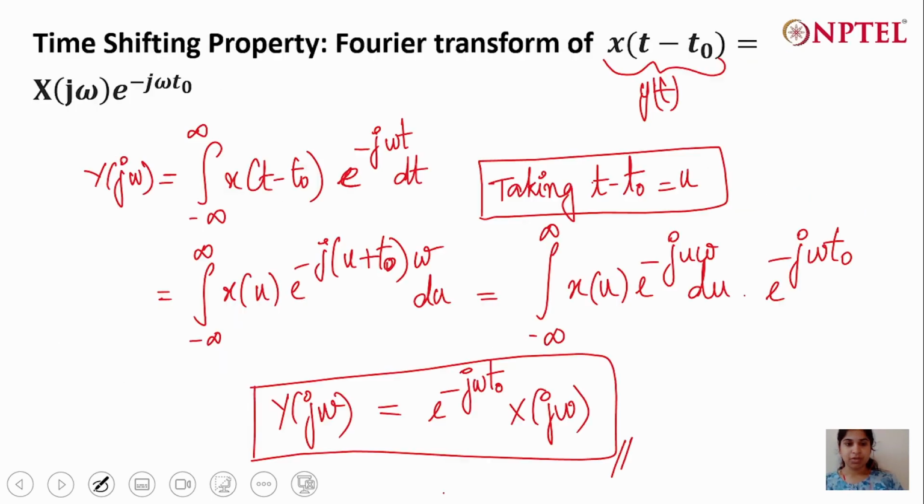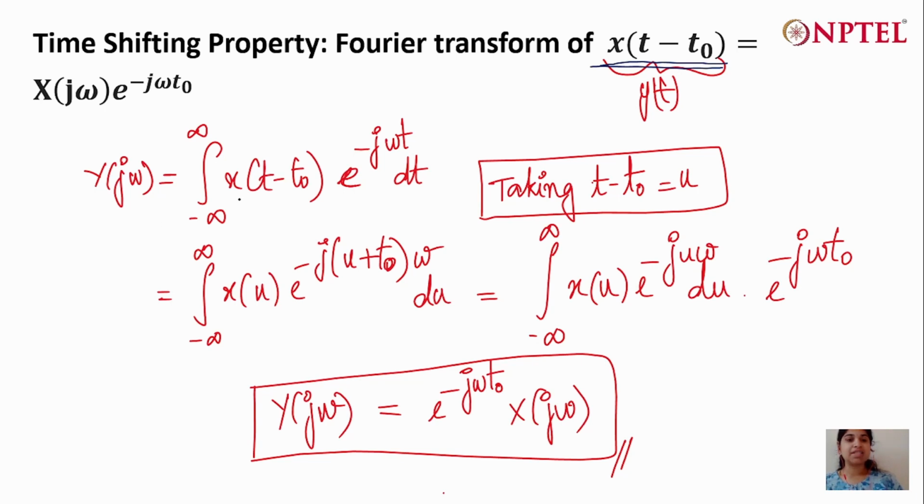Okay. So let us understand the time shifting property of Fourier transform. The Fourier transform of x of t minus t naught is capital X of j omega into e power minus j omega t naught. So let us see how to get to this expression. We are finding the Fourier transform of x of t minus t naught.